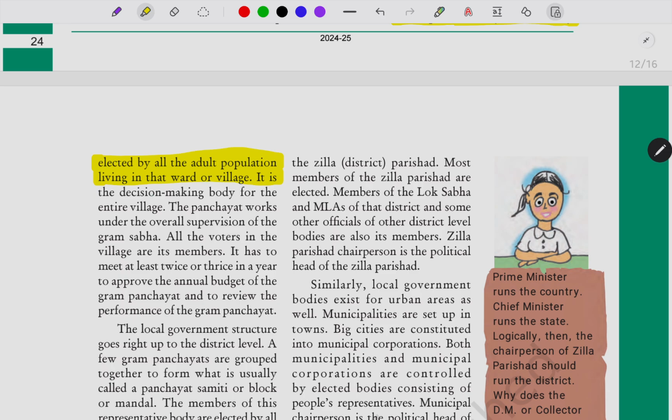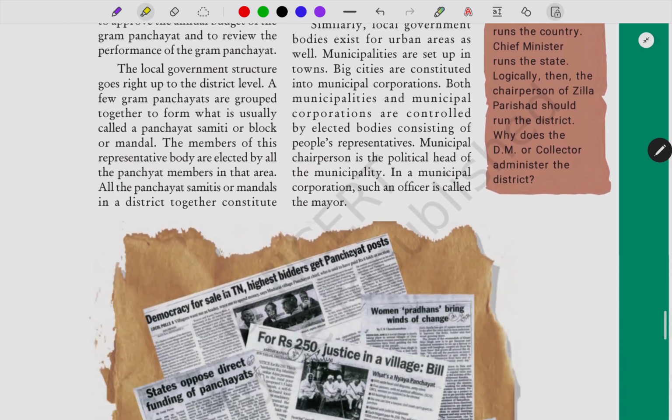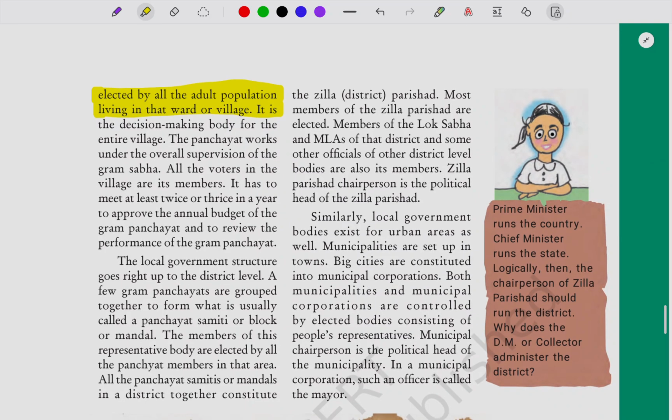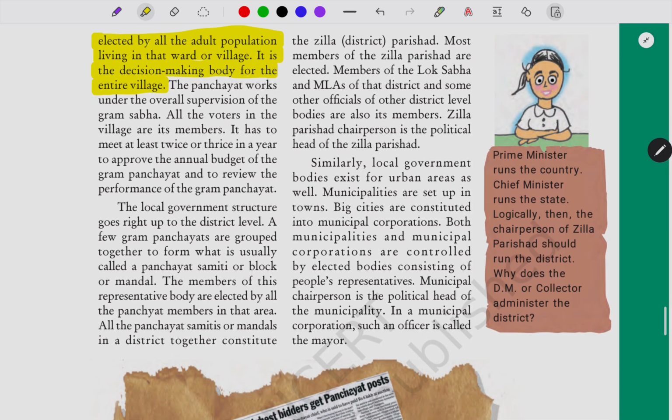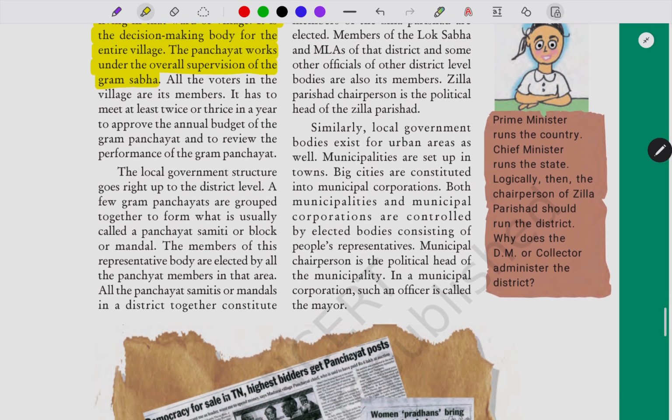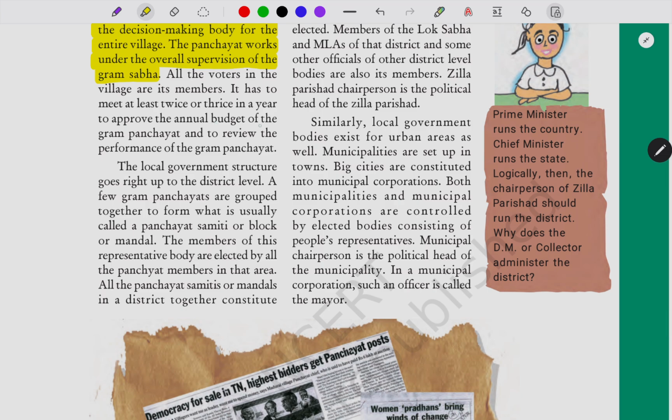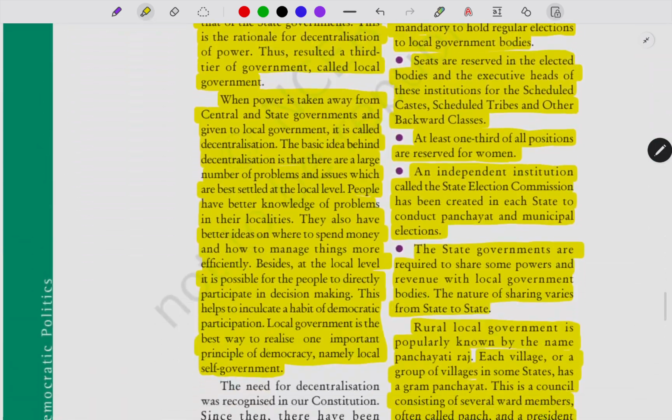It is the decision making body for the entire village, and the panchayat works under the overall supervision of the Gram Sabha. Okay. Now, all voters in the village are its members. It has to meet at least twice or thrice in a year to approve the annual budget of the Gram Panchayat and to review the performance of the Gram Panchayat. These are very important points that you need to check.